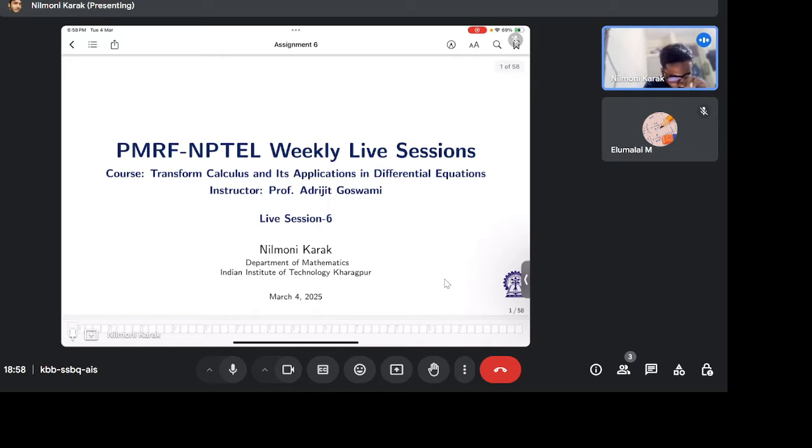So today we will see some problems about the Fourier transform. We will learn how to calculate a Fourier transform, and sometimes we will use the Laplace transform, which we have already done in the last few weeks.